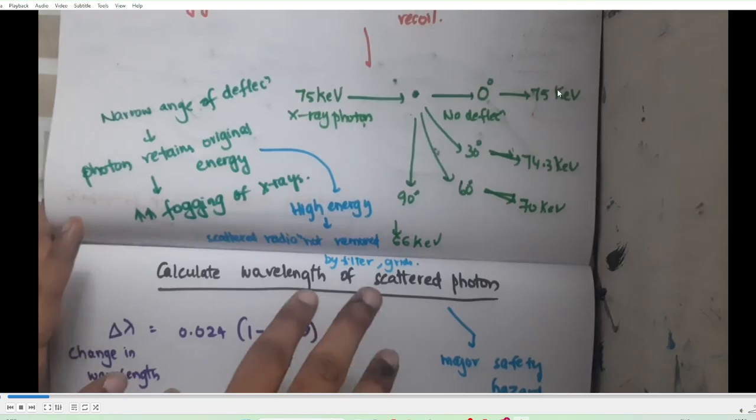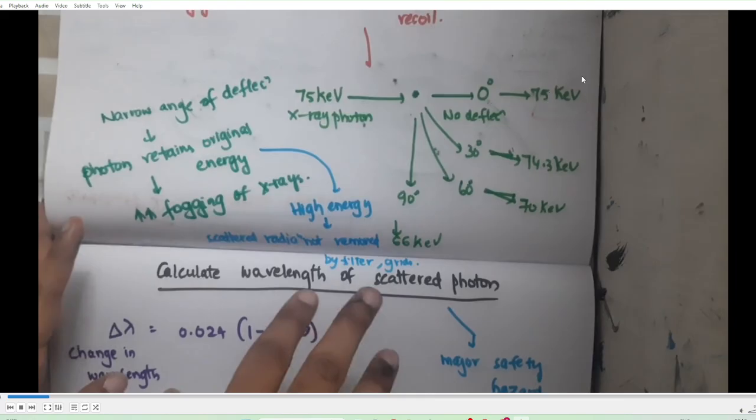This creates a serious problem in diagnostic radiology because photons that are scattered at narrow angles have an excellent chance of reaching the X-ray film, and they produce fogging of X-rays. They are exceedingly difficult to remove from the X-ray beam. In fact, they cannot be removed by filters because they are too energetic.